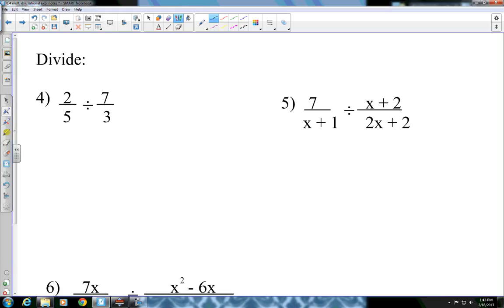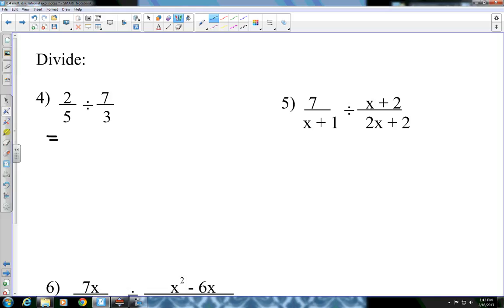Okay, so next we get to divide our fractions. When you divide by a fraction, you multiply by the reciprocal. So when you write these on your paper, you're going to write the division problem first, just like this. So write 2/5 divided by 7/3.